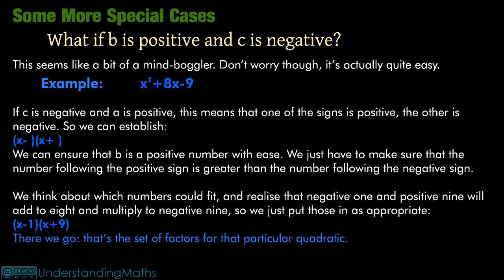To make b positive, we just have to make sure that the number following the positive sign is greater than the number following the negative sign because we will add them. We'll quickly consider numbers that multiply to 9 and realize that negative 1 and positive 9 will add to 8 and multiply to negative 9, so we just insert them as appropriate. And our factors for this quadratic are x minus 1 multiplied by x plus 9.